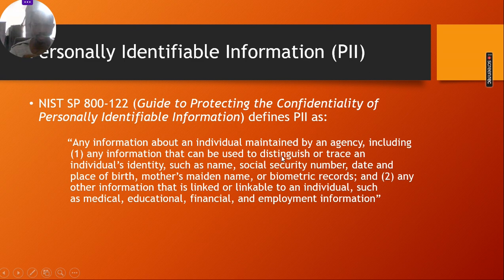You can use it to distinguish Mr. A from Mr. B. Any information that can be used to trace Mr. A's identity, like your name, your social security number, your date of birth, your passport number, your place of birth, your mother's maiden name, your biometric records, and any other information that is linked or linkable to individuals, such as your medical record, your educational background, your financial record, your employment histories. All of these things amount to what we call personally identifiable information.